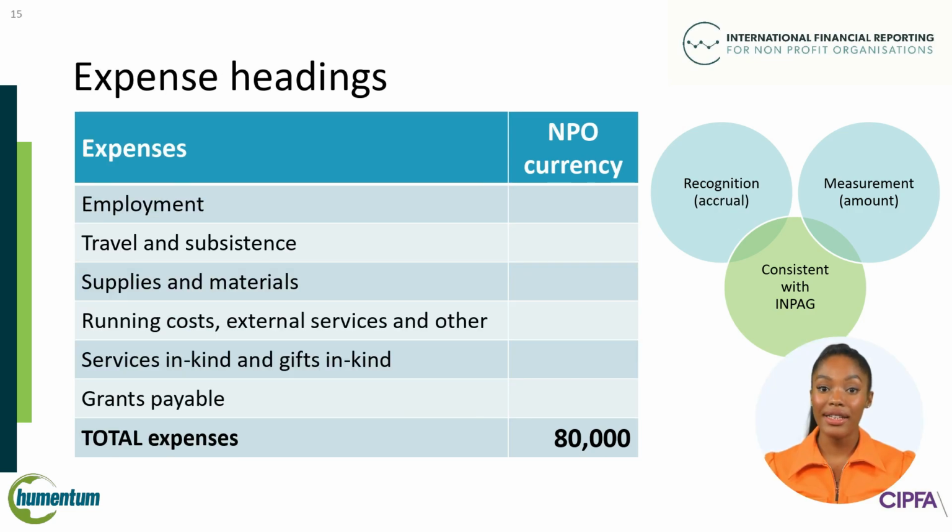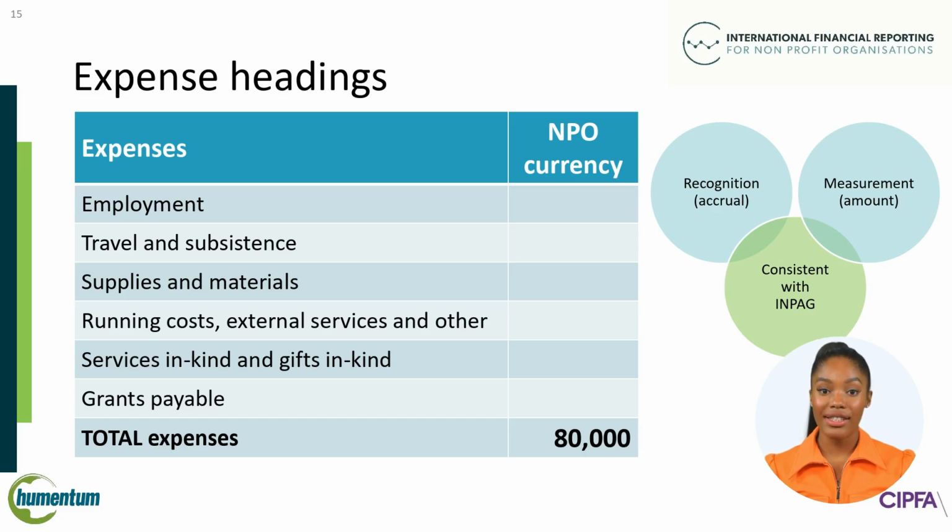Expenses are classified in the practice guide according to the following headings. Employment. This is for expenses such as staff salaries, taxes, and social security contributions. Travel and subsistence, for expenses related to travel costs, including fuel, vehicle running costs, accommodation, and subsistence, or per diems for traveling staff. Supplies and materials is a category that includes procured supplies and materials that have been used or distributed in the reporting period.